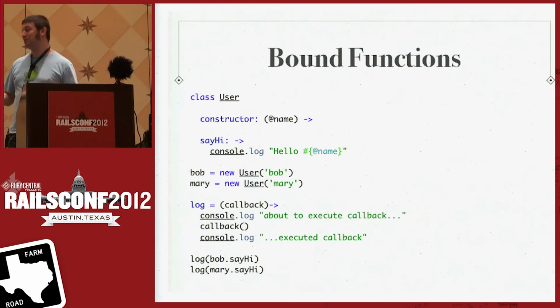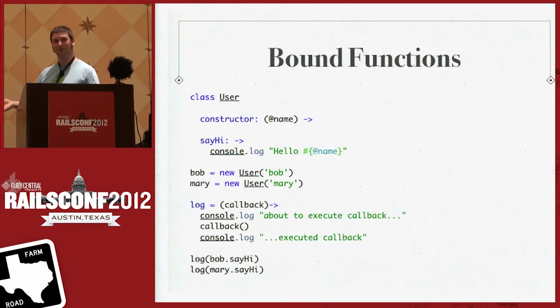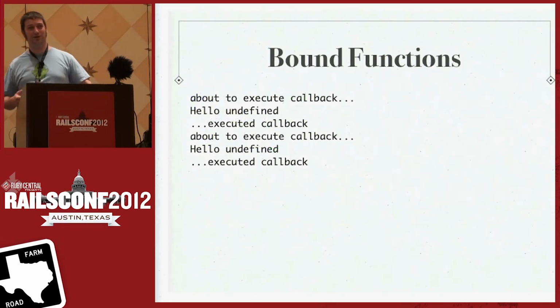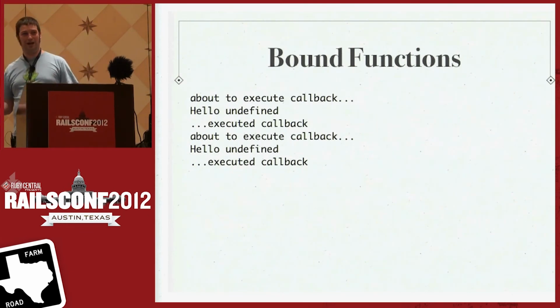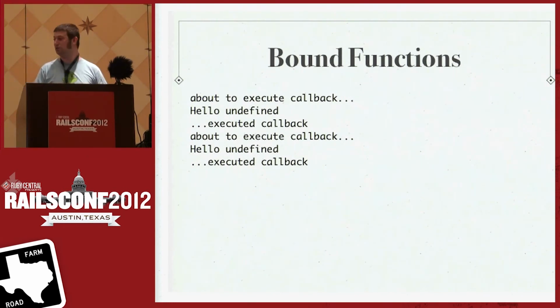All right, now what we expect to see is about to execute callback, hello Bob, executed callback, hello Mary, what have you. But what we actually get is hello undefined. For that same reason, JavaScript has lost the context of this. When we said hello this dot name, it doesn't know what this is anymore. It thinks this is that log function.